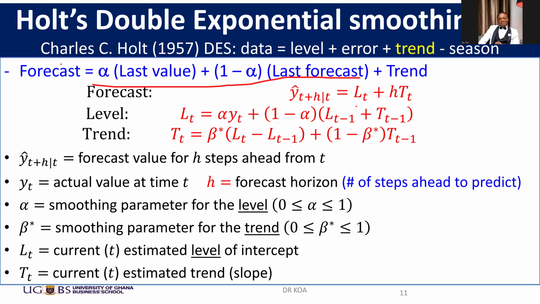So if you want to start the forecasting at time period 2, how many steps have you moved? You have moved 2 steps ahead. If you want to start forecasting from time period 4, then your H value is 4. So it is a forecast horizon. As for the alpha, we know it's a smoothing parameter. As for the beta, we know it's a smoothing parameter. The L is the current level, and the T is the current trend.